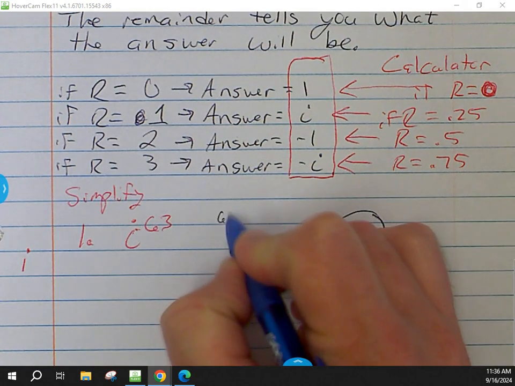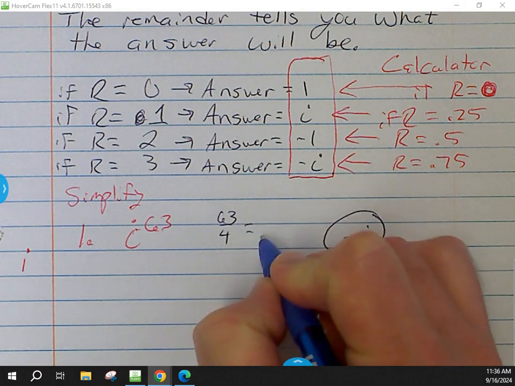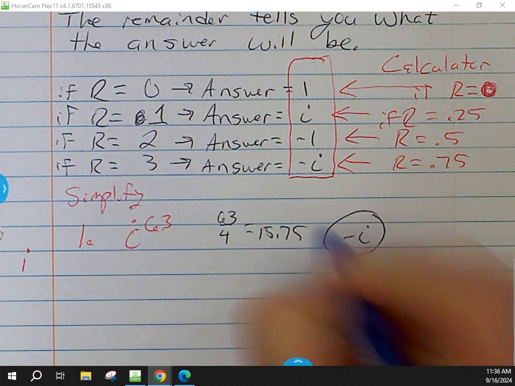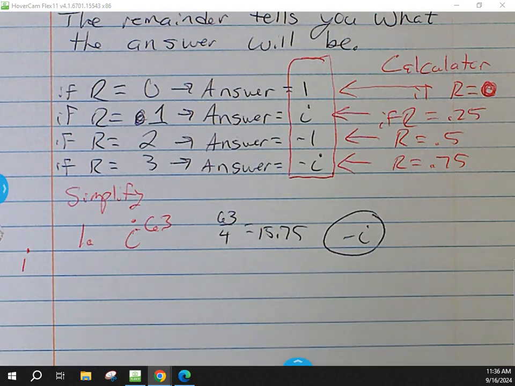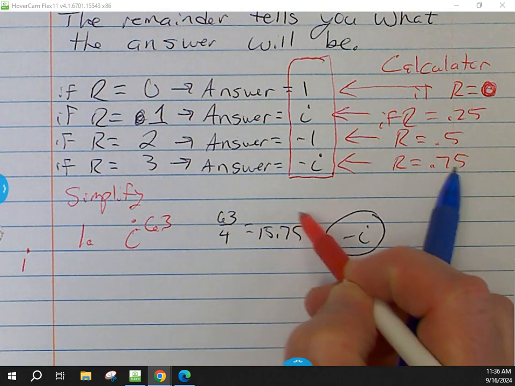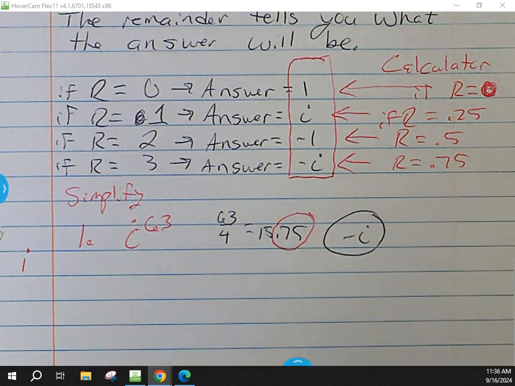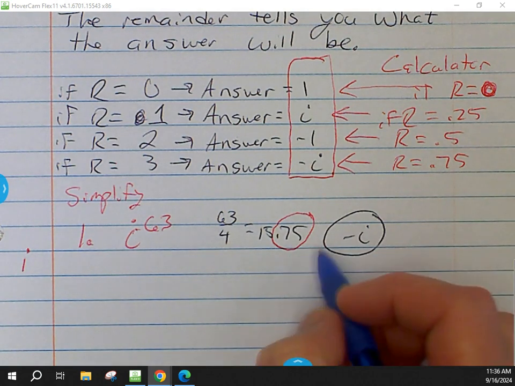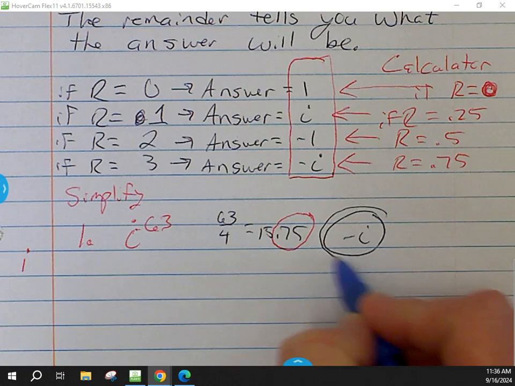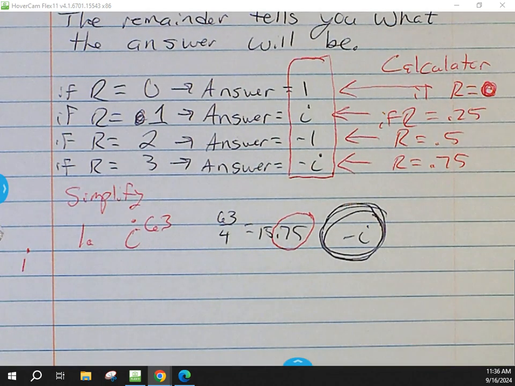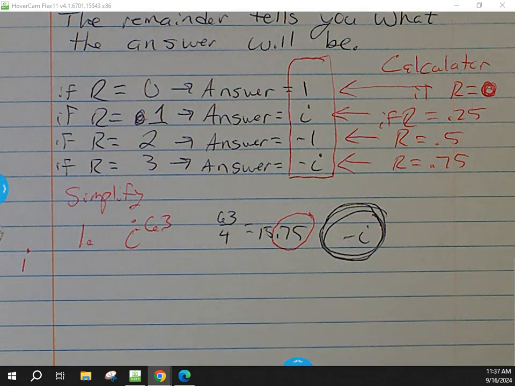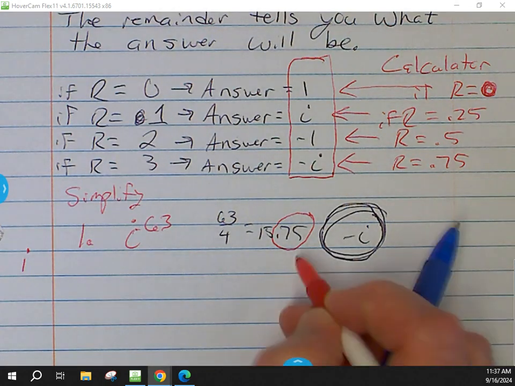So again, we do 63 divided by 4, which is 15.75. And again, we really don't care about the whole number part. It's the remainder that we've got here that tells you what the answer is. So the remainder is 0.75, so that means that the answer is going to be -i. So again, it's all just about the remainder that we're looking for.